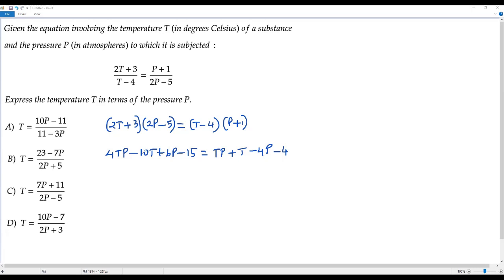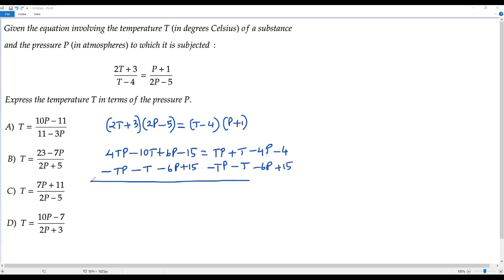Here my aim is to solve for T, but I find the terms which contain T on both sides of the equation. So let me get rid of the terms which contain T on the right side. For that, I have to subtract TP from both sides. Let me do it. And also I have to subtract T from both sides. And also I have to get rid of the two terms which contain T on the left side. For that, I have to subtract 6P from both sides. Let me do it. And also I have to add 15 to both sides.